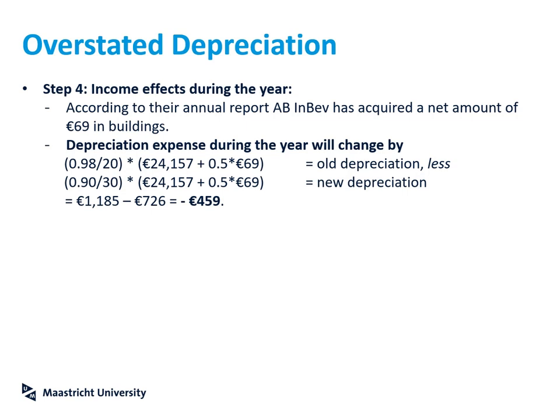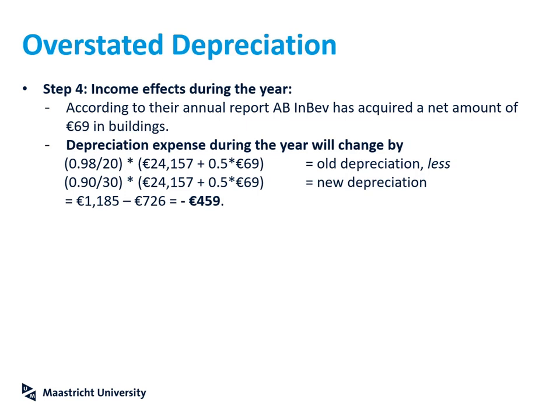And if we know this, we have sufficient information to adjust the depreciation expense. Where we look at the old actual depreciation rate, so the 0.98 over 20, and we multiply that with the original cost of the assets, 24.157 billion, and half of the buildings that were acquired during the year. Why half? If it's acquired during the year or evenly during the year, on average, we would have had these buildings for half a year. If you buy some buildings at the beginning of the year and some buildings at the end of the year, on average, you would own these buildings for half a year.